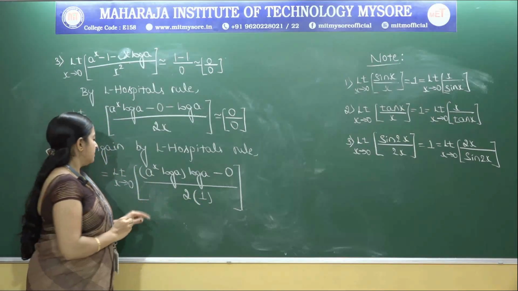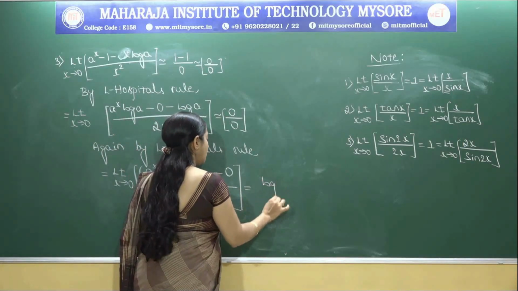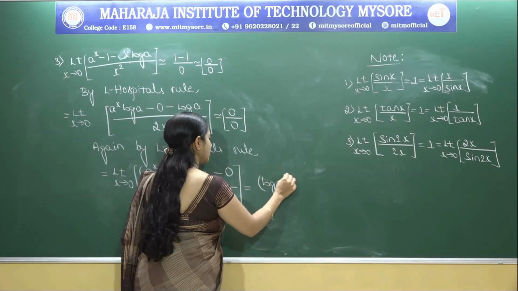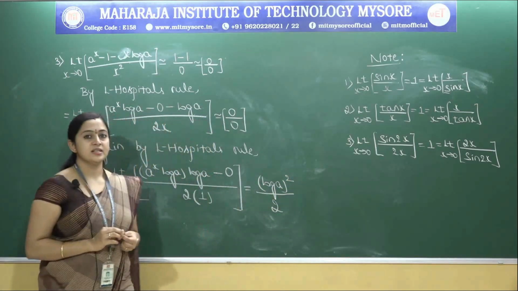Again apply the limit. So a power 0 is 1, you will get the log a. The multiplication of log a, you will get the log a whole square. Denominator 2. This is the answer.